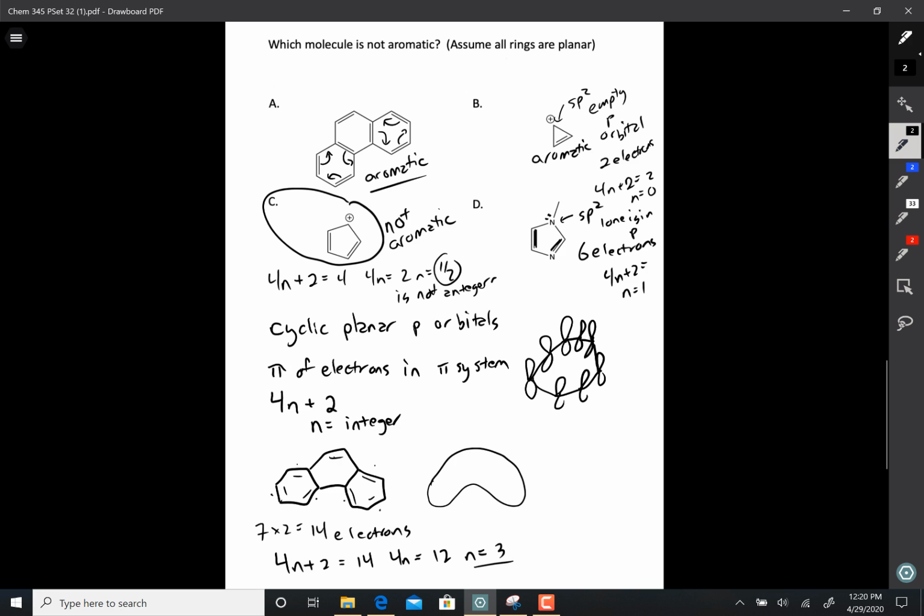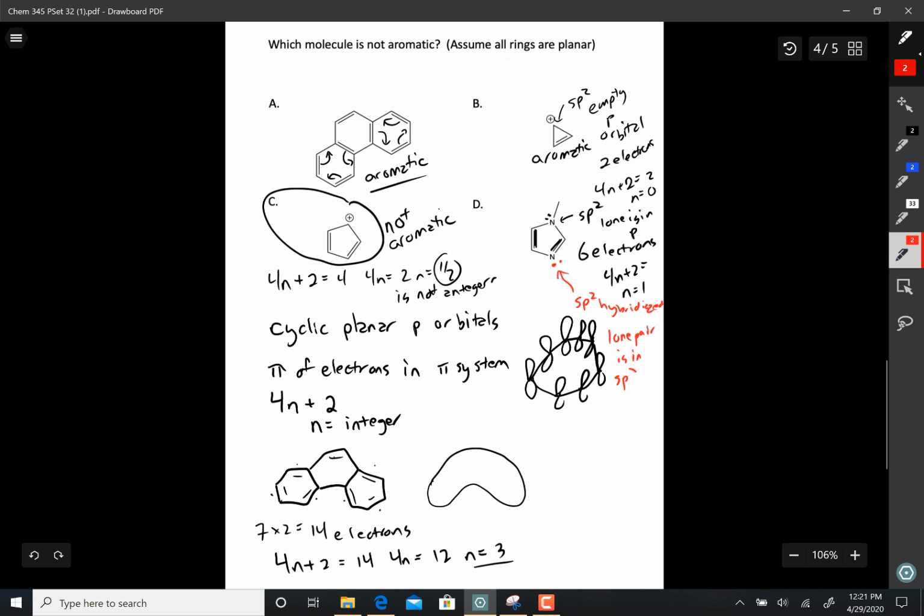That's an integer. You might be wondering why we don't count this lone pair off of that nitrogen. It's because that nitrogen is sp2 hybridized, but the difference between these two sp2 hybridized nitrogens is the lone pair is in an sp2 orbital. It's perpendicular to the p orbitals, so you don't count it. You only count the electrons that are in the pi system.